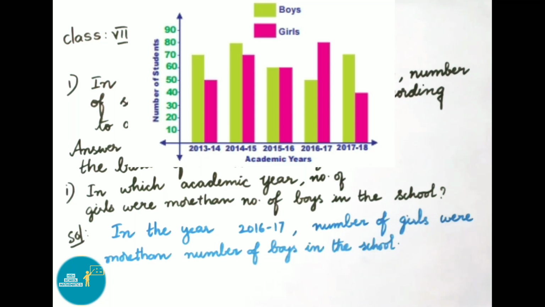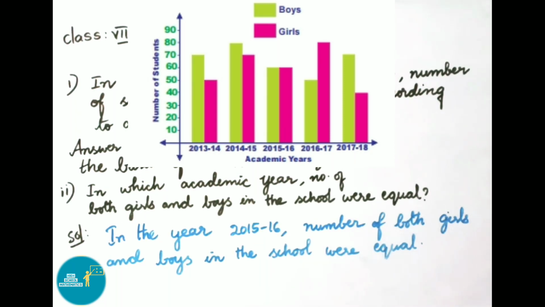Let us see the first question. In which academic year were the number of girls more than the number of boys in the school? If we observe the double bar graph, in the years 2016 and 17 the number of girls were more than the number of boys in the school.